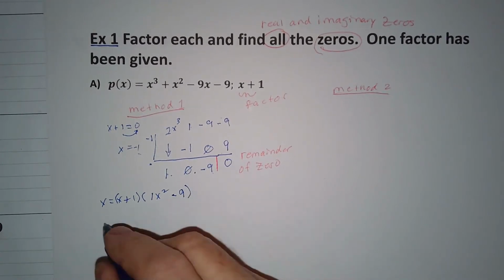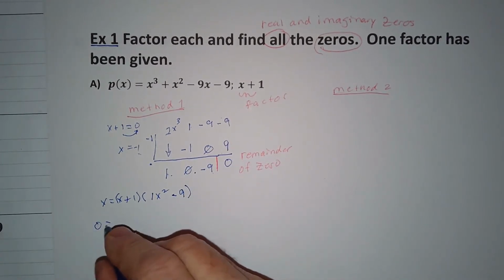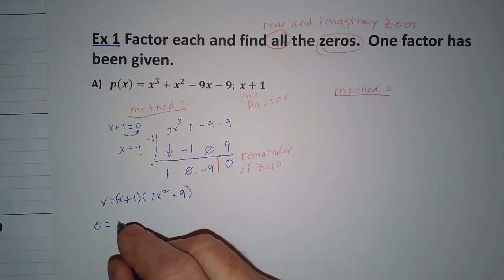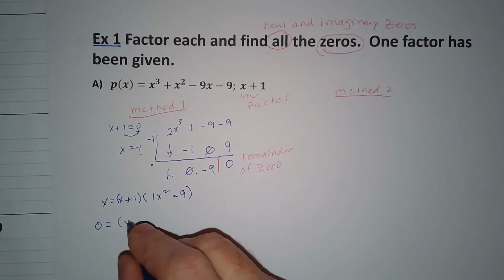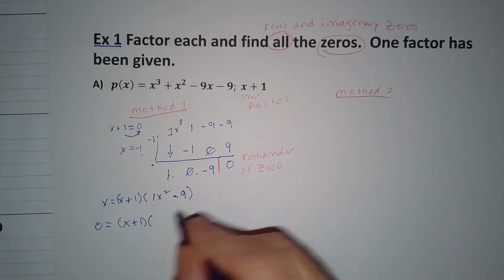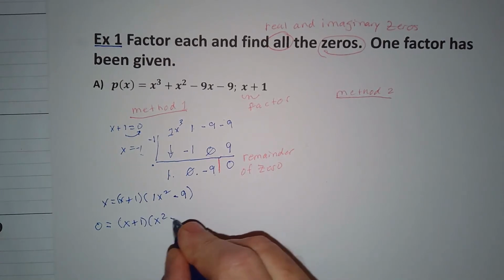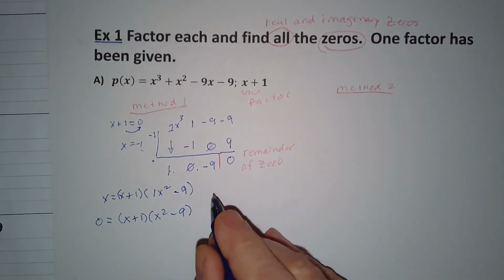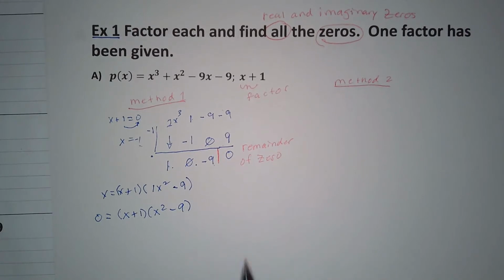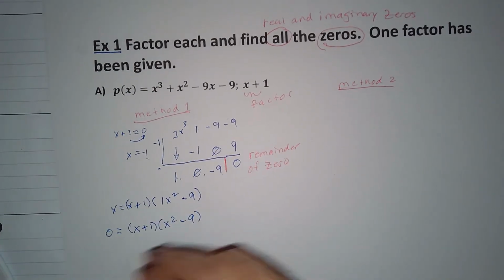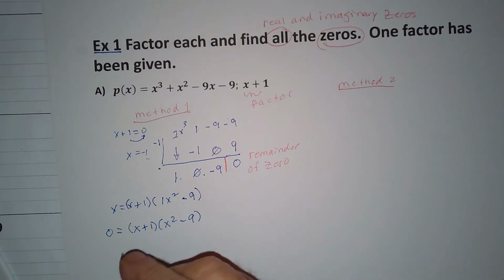So setting this to 0 now, because we want these all to be set to 0 to find out what x is, we have 0 equals x plus 1 times x squared minus 9. And so looking at this, you notice that we've got difference of squares. And we could set all this to equal 0. So x plus 1 equals 0.